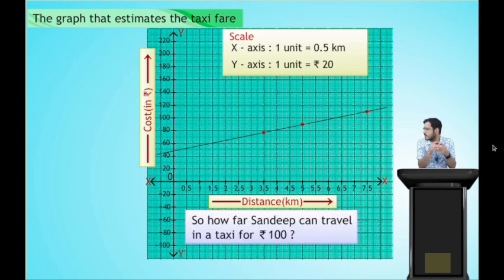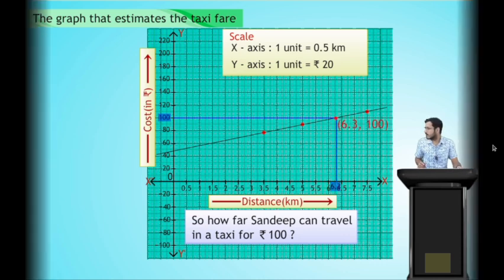So how far can Sandeep travel in a taxi for rupees 100? Here you can see on the y-axis the amount rupees 100, and on the x-axis that is 6.3. So Sandeep can travel 6.3 kilometers in a taxi.